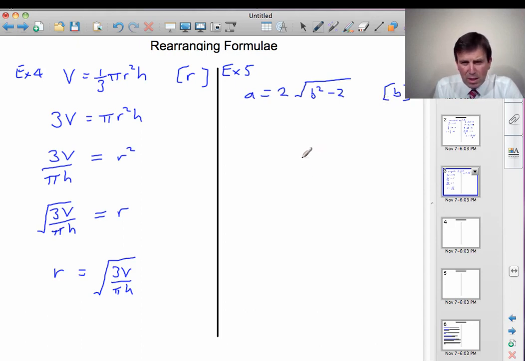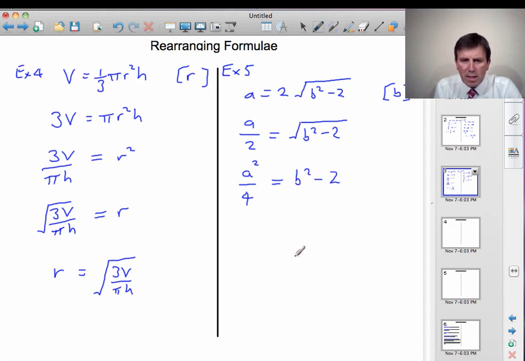The first thing I'm going to do is isolate the square root sign. So if I divide the equation through by 2, I get A over 2 is equal to the square root of B squared minus 2. Now at this point, I can square both sides of the equation. If the left-hand side equals the right-hand side, then the left-hand squared will be the same as the right-hand squared. So squaring the left-hand side, I get a squared over 4. A over 2 times A over 2 is a squared over 4. If I square the right-hand side, it simply removes the square root sign for me.